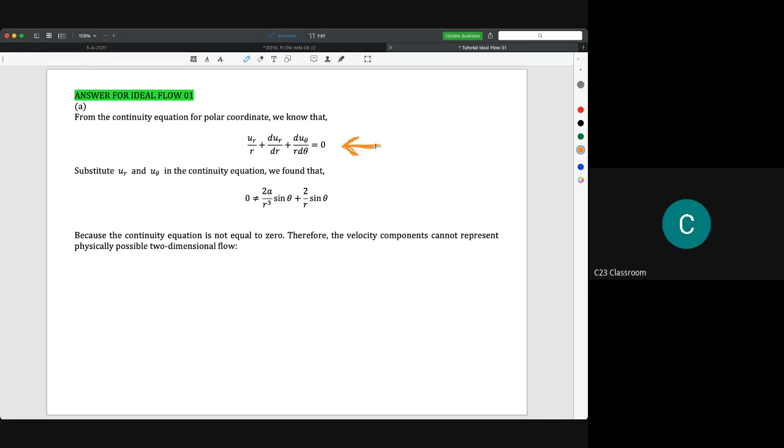Then what we do is substitute the values of U_r and U_theta into this equation. We found that it is not equal to 0. That means the continuity equation is not equal to 0. Therefore, the velocity components cannot represent a physically possible two-dimensional flow, because the continuity equation is not fulfilled.